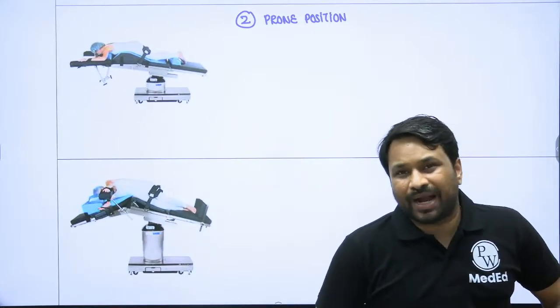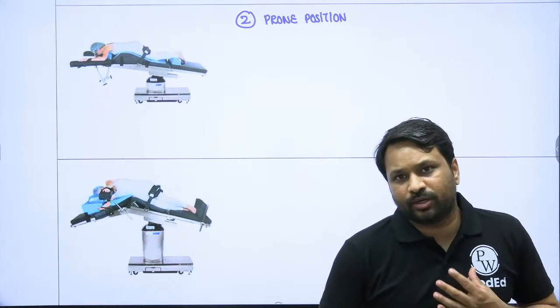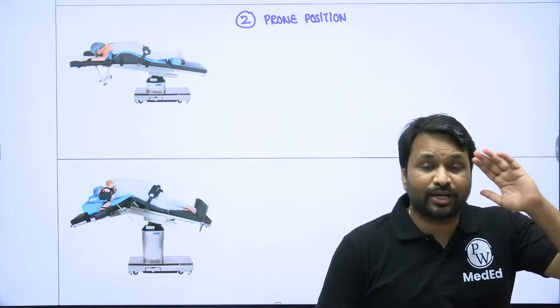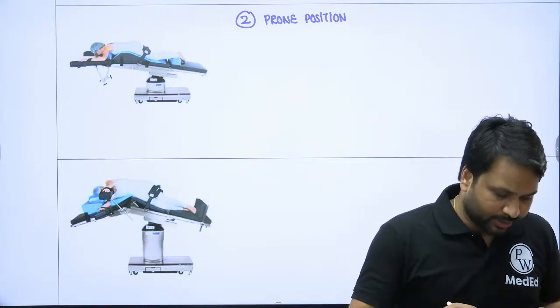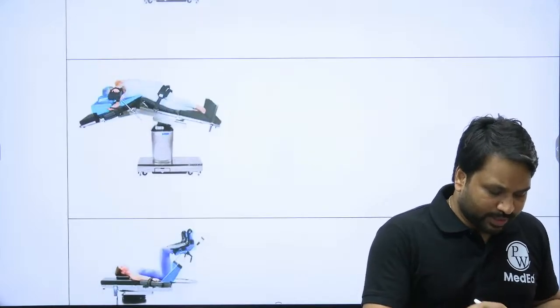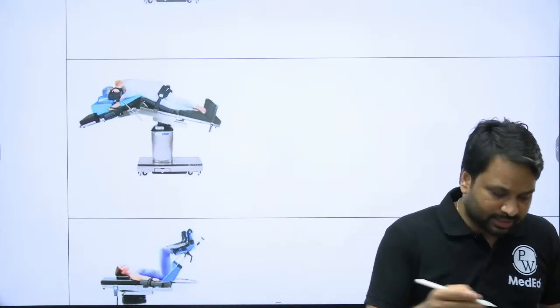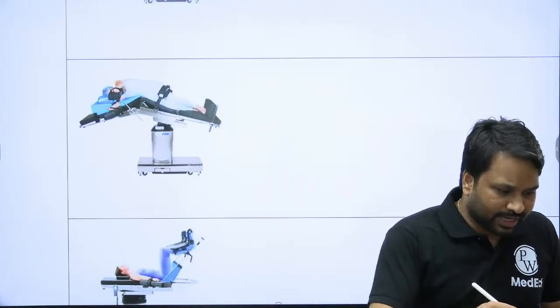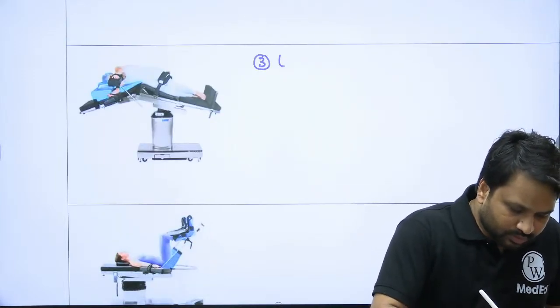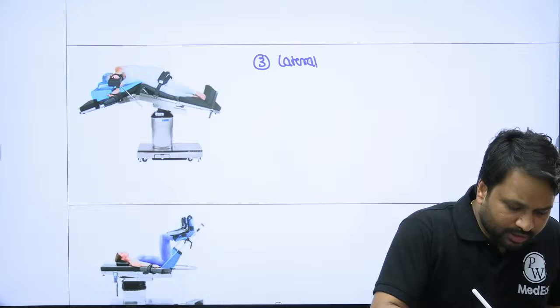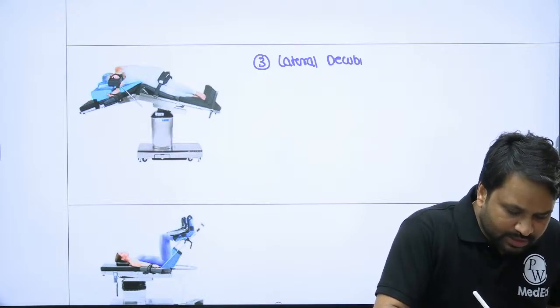But a cautery pad is used. Sometimes the pad is not connected properly. If it is dislodged, or you forget to put a cautery pad, then the patient can land up with the following complications, right? Now, in image number 3, you can see the patient is put on the lateral side. This is what we call the lateral decubitus position.